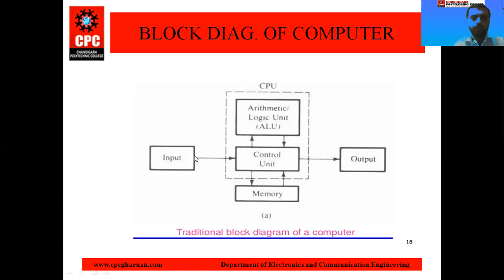Input devices are used to provide input to your microprocessor, and output devices show the processed output which we obtain, just like your loudspeaker and displays. They are all output devices. And memory is of two types: RAM and ROM, or your hard disk. These are your memories.